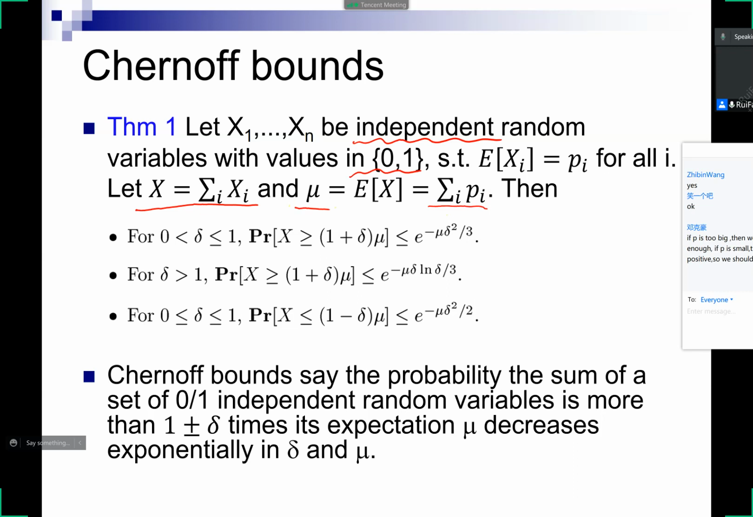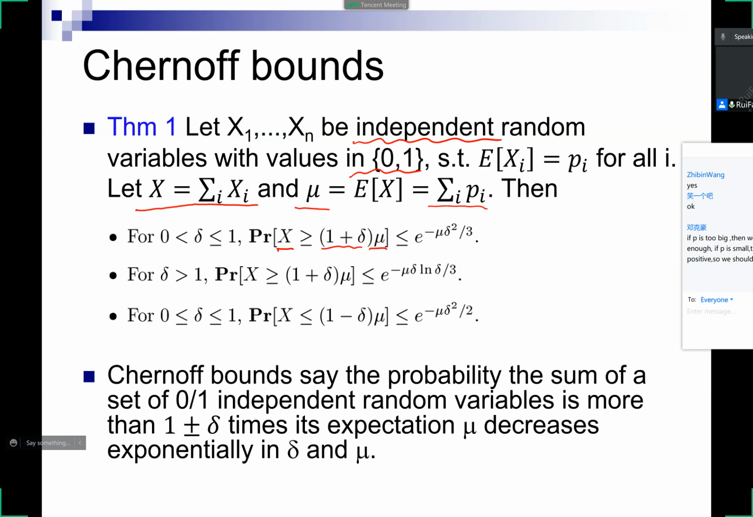Now we're going to look at the probability that this x differs from its expectation by a factor of more than delta. For example, if delta is 0.1, then you're asking, what's the chance that x is larger than its expectation by more than 10%?